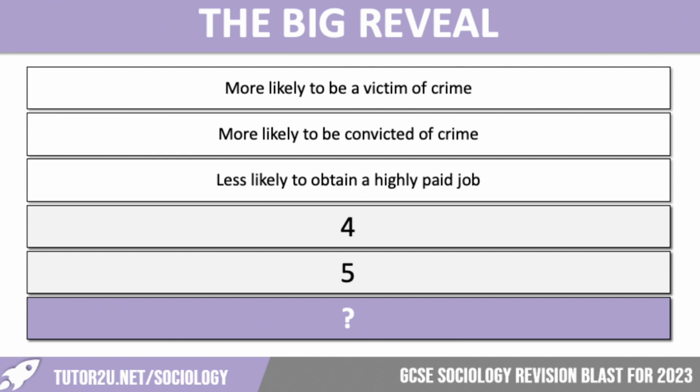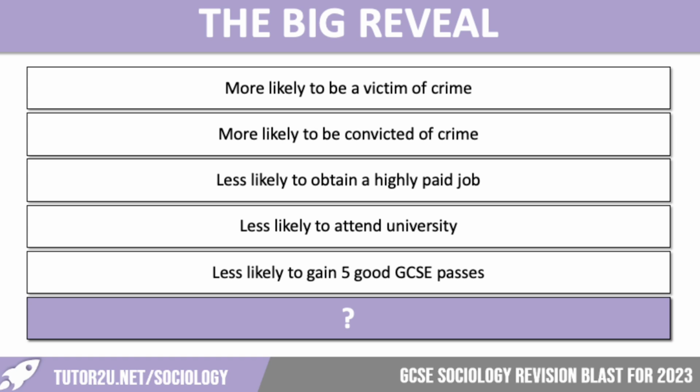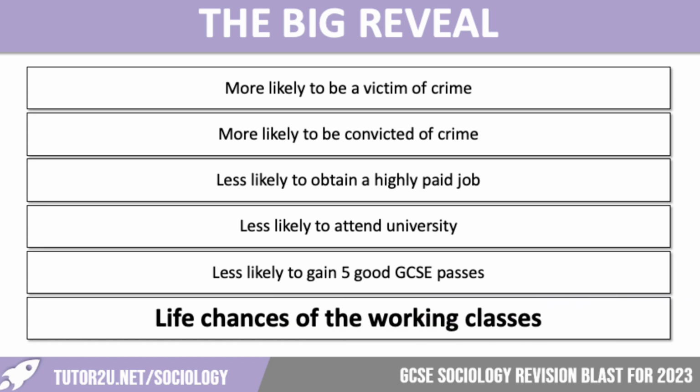Number 4, less likely to attend university. Number 5, less likely to gain 5 good GCSE passes. So who are we talking about? Have we worked out the group yet? Let's reveal. It is the life chances of the working classes. Well done if you got that correct.